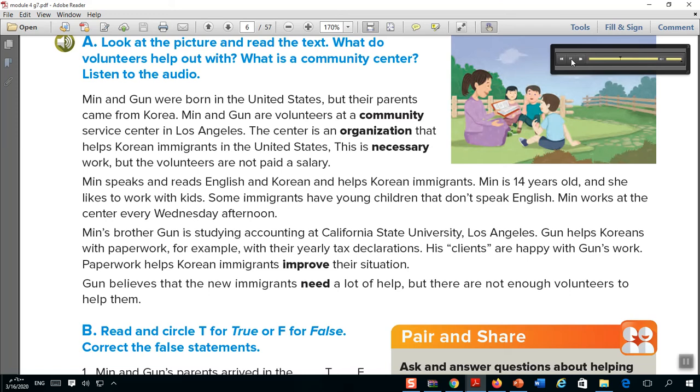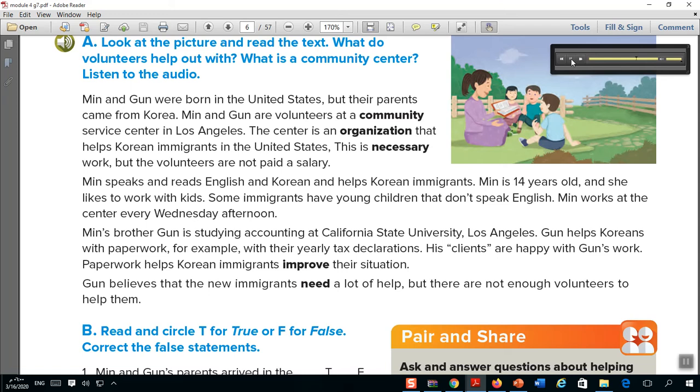Min speaks and reads English and Korean and helps Korean immigrants. Min is 14 years old, and she likes to work with kids. Some immigrants have young children that don't speak English. Min works at the center every Wednesday afternoon.